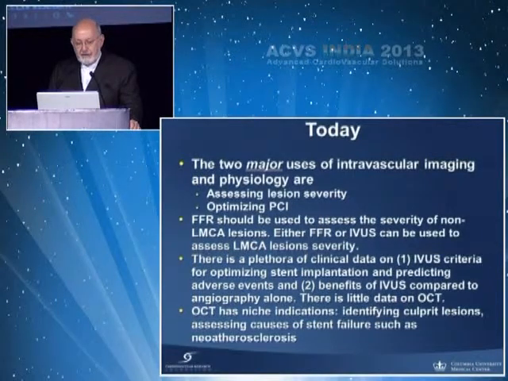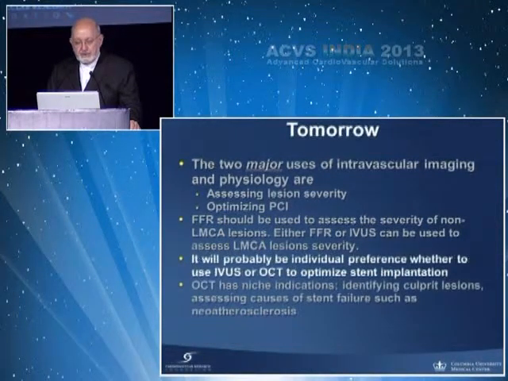There is a plethora of clinical data on IVUS criteria for optimizing stent implantation and predicting adverse events, and the benefits of IVUS compared to angiography alone. There is little data, one study, on OCT. OCT clearly has niche indications, identifying culprit lesions, assessing causes of stent failure, such as neoatherosclerosis, and so on. In the future, however, it will probably be individual preference whether to use IVUS or OCT to optimize stent implantation.